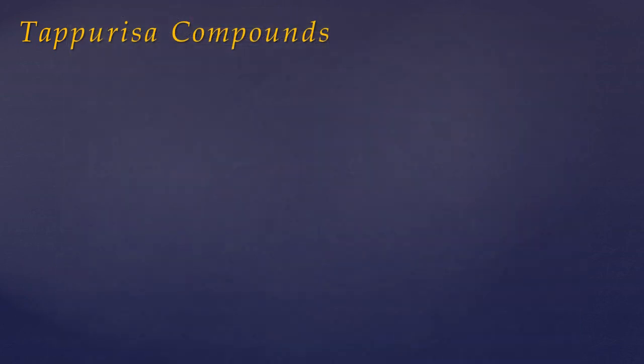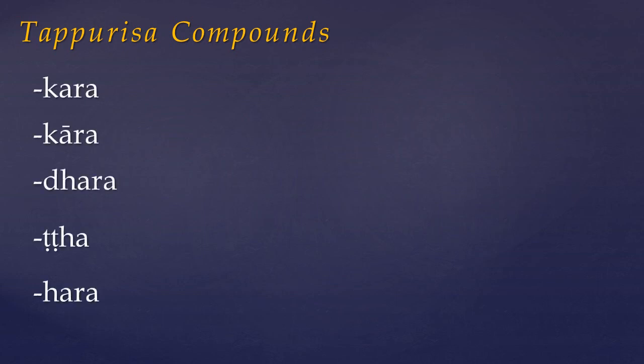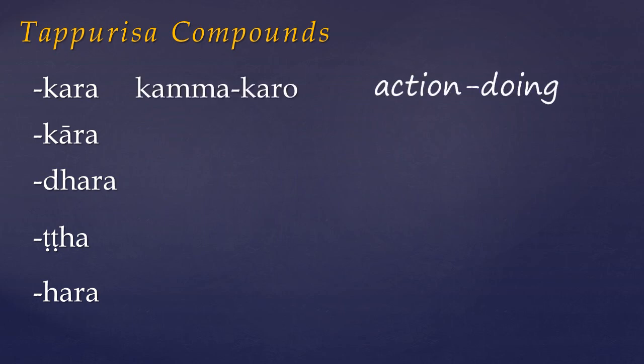And one final point. Ward actually covers this at the end of the next lesson, lesson 14, but it really belongs here. And that is, the final member of some Tappurisa compounds can be a specialised abbreviated form that only appears in compounds and is never found alone. So just to give a few examples, from the root ka, to do, we get an abbreviated form meaning doing, as in action doing. And as a substantive alone, this would mean a worker.